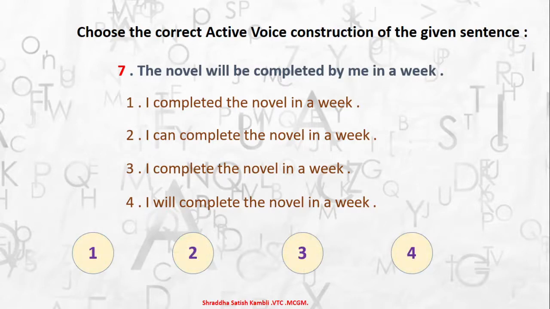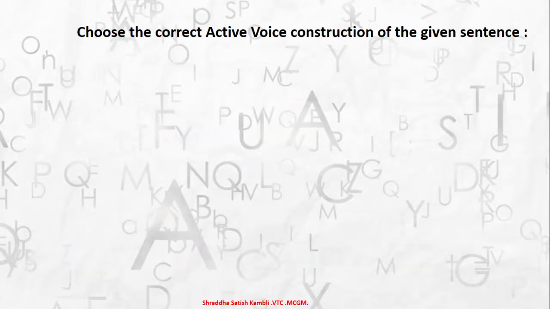So 1, 2, 3, 4. Which do you think is the right answer? Yes, it is the fourth one. I will complete the novel in a week. Now, if it was in the past tense, then you could have selected the first solution also. But it is not. It is in the future tense. I will. Alright, so remember you have to keep an eye not only on the verb but also on the tense of the verb. Let us now move on to the next example sentence.